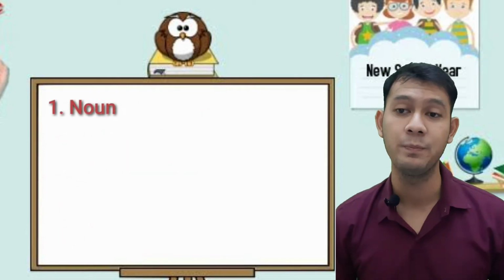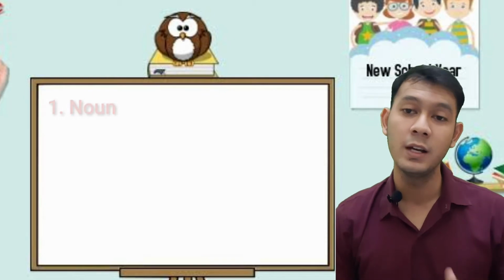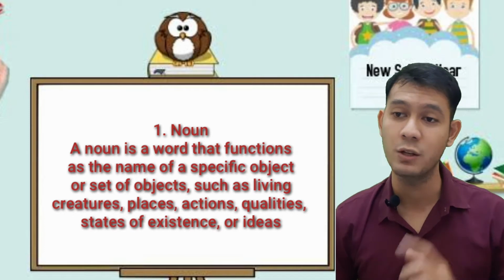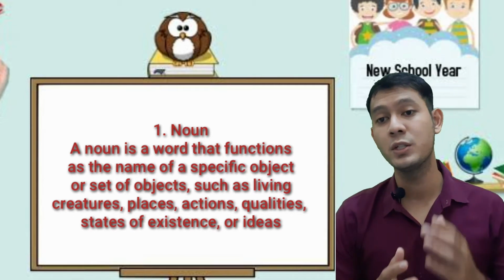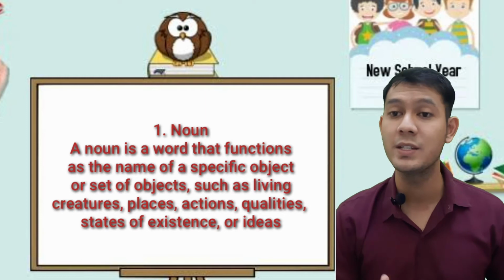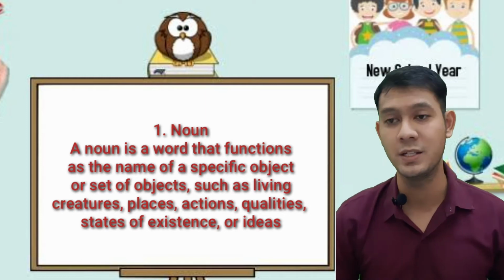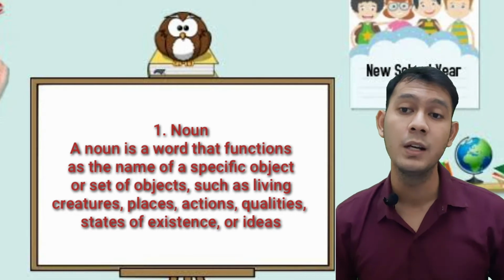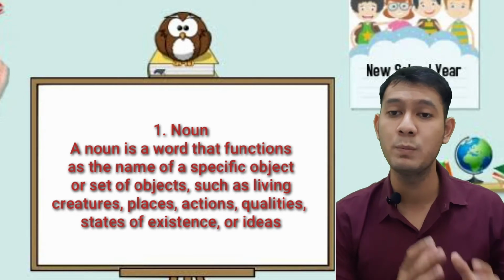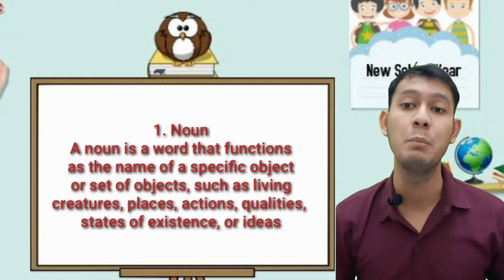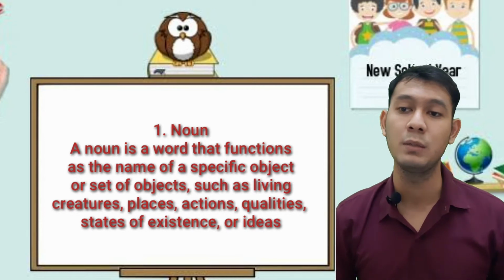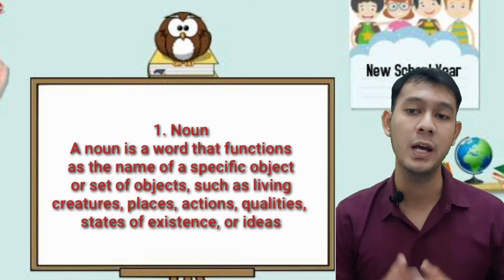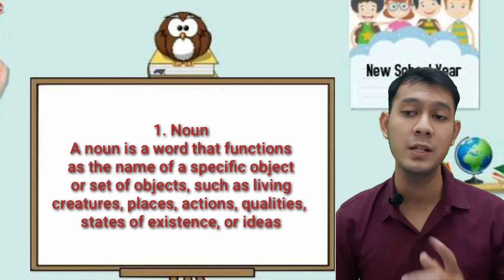Let's begin with noun. What is noun, everyone? A noun is a word that functions as the name of specific object or set of objects, such as living creatures, places, actions, qualities, states of existence, or ideas. Jadi noun secara sederhana bisa diartikan sebagai sebuah kata benda. Kata benda adalah komponen dari part of speech yang berfungsi untuk menyebutkan benda. Baik itu benda fisik seperti manusia, hewan, tumbuhan, tempat, dan benda mati, maupun benda abstrak seperti nama, judul, dan semacamnya.